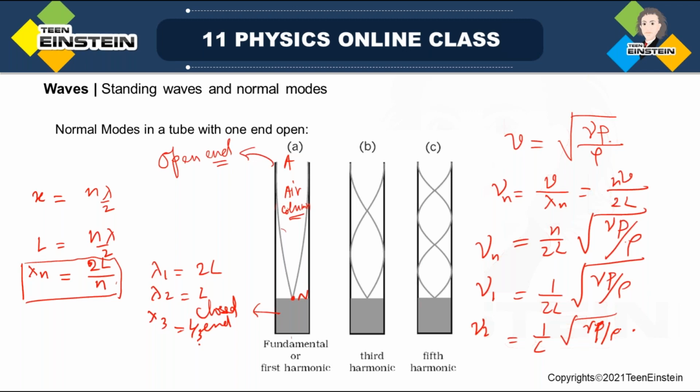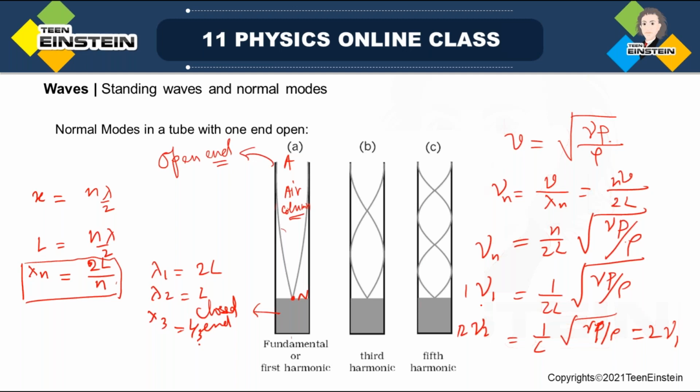So you can see this is actually twice the fundamental frequency nu 1. That's why this is the first harmonic and this is the second harmonic. And if I write 3, then it is 3v by l, or 3v by 2l, or 3 times nu.